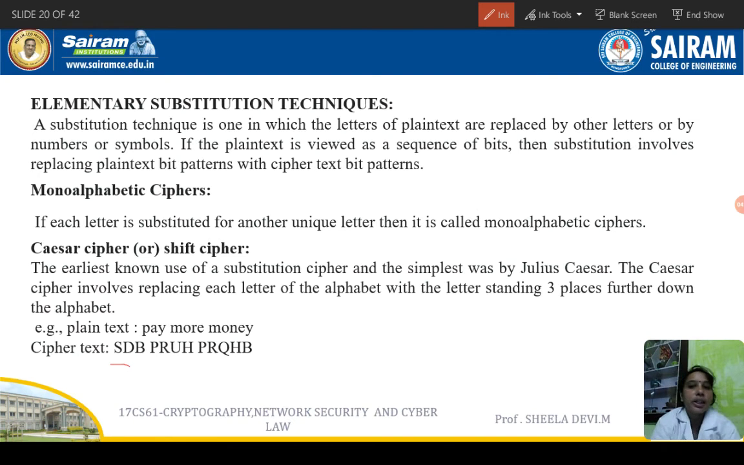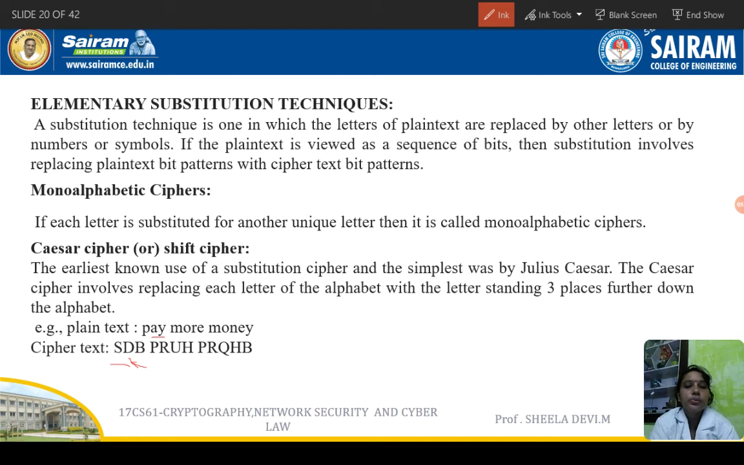So I'm replacing P with S. Then the plain text is A. What is the corresponding ciphertext? As I said, since the key value is 3, B, C, D. So I'm moving 3 places ahead, and I find that the letter is D there. So the corresponding ciphertext is D here. This is the simplest way of monoalphabetic substitution, that is Caesar cipher.